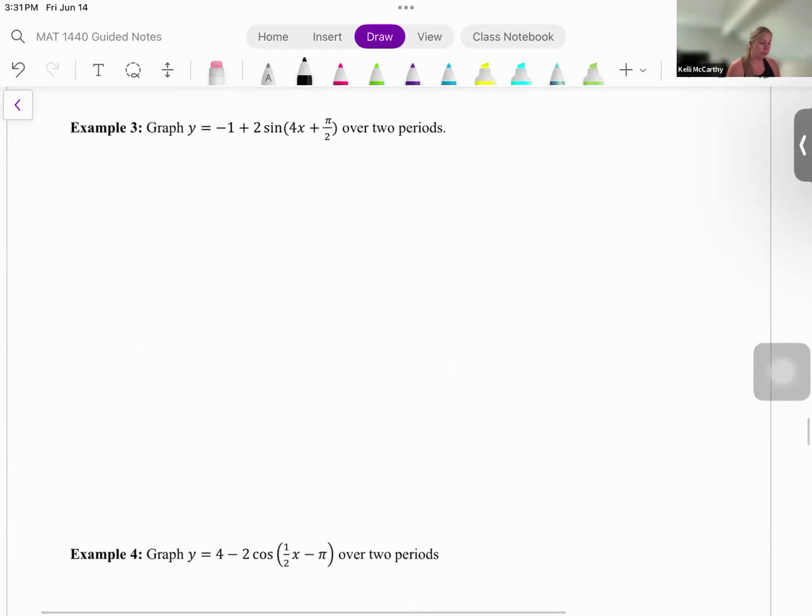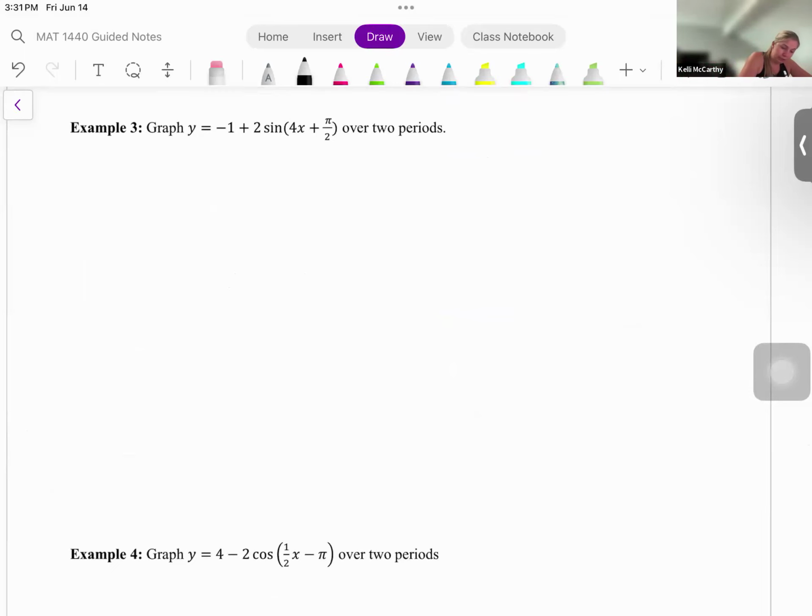Graph y equals negative 1 plus 2 sine of 4x plus pi over 2. And we're going to do this over 2 periods. So we're going to repeat the pattern twice. One quick observation, it looks like that vertical shift, the midline value is out front, and that's not uncommon to see it put out front. Let's start by identifying those values for our transformations, and then we'll go through those same 4 steps to help us set up that graph.